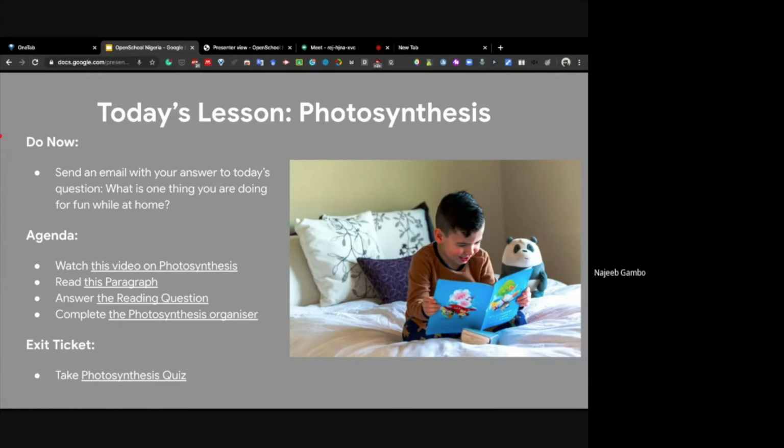Look at it. This is a huge amount of information, but within a page, you can see this is an icebreaker, how to engage the student. This is a video the teacher shared so that the student will watch this video. After he watches the video, there is a paragraph. Here is a link to the paragraph. Here is a link to the reading question. After you watch the video, you read the paragraph. Then here is a reading question. Then here is an exercise, the photosynthesis organizer, on how to organize the concept.